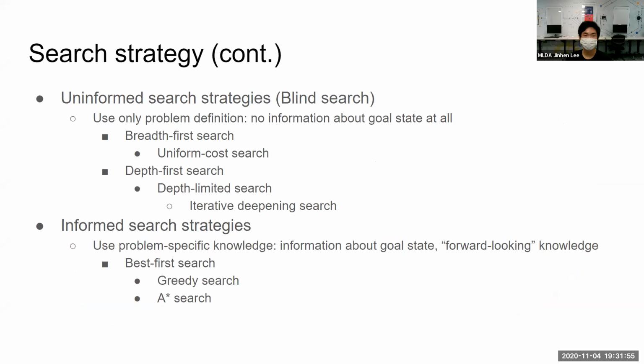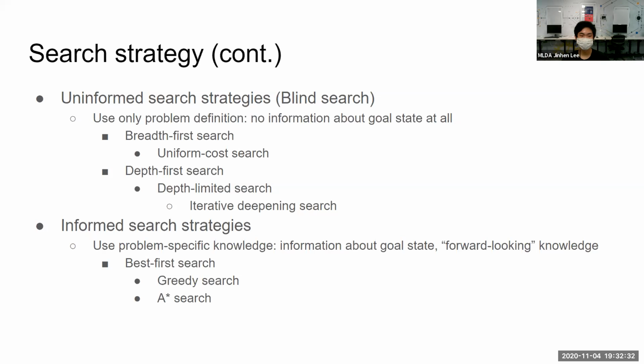So the first one is the uninformed strategies, or we call them the blind search. Because they are really blind, they only use the problem definition, and they don't have any information about the goal state at all. And we'll see what this means later on. And so for blind search, we have two main families of algorithms. One is breadth first search, which expands level by level, and depth first search, which focuses on going down. So for breadth first search, we have another variant called the uniform cost search, and depth first search also has two variants, and we also cover them later.